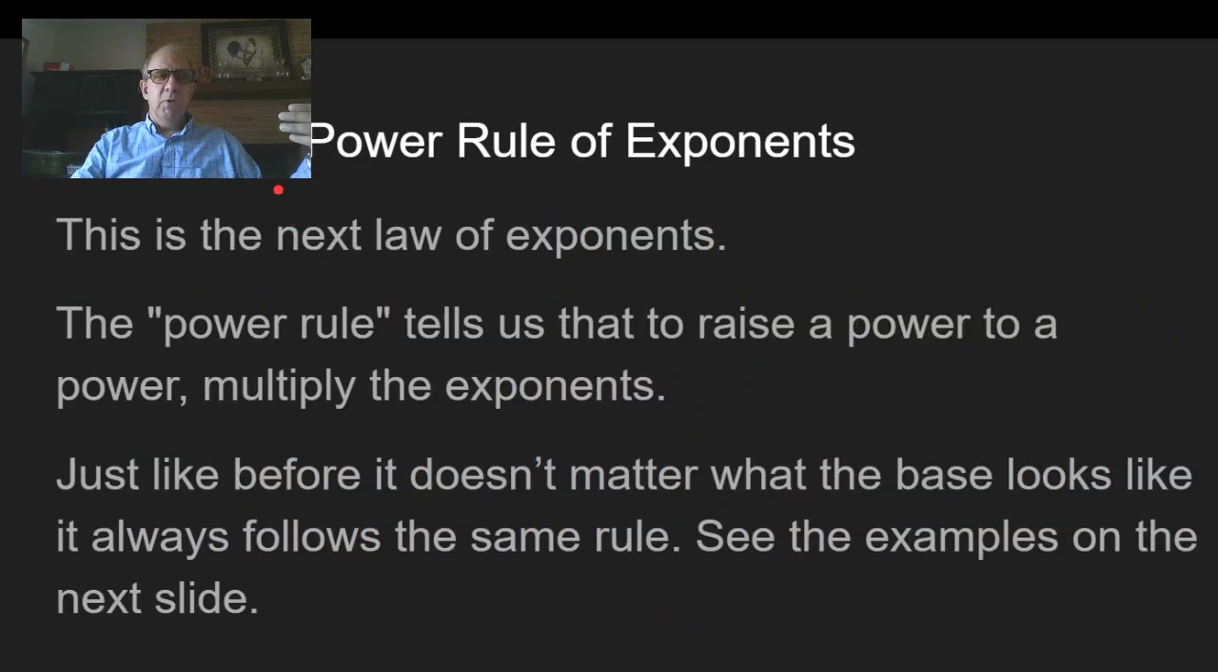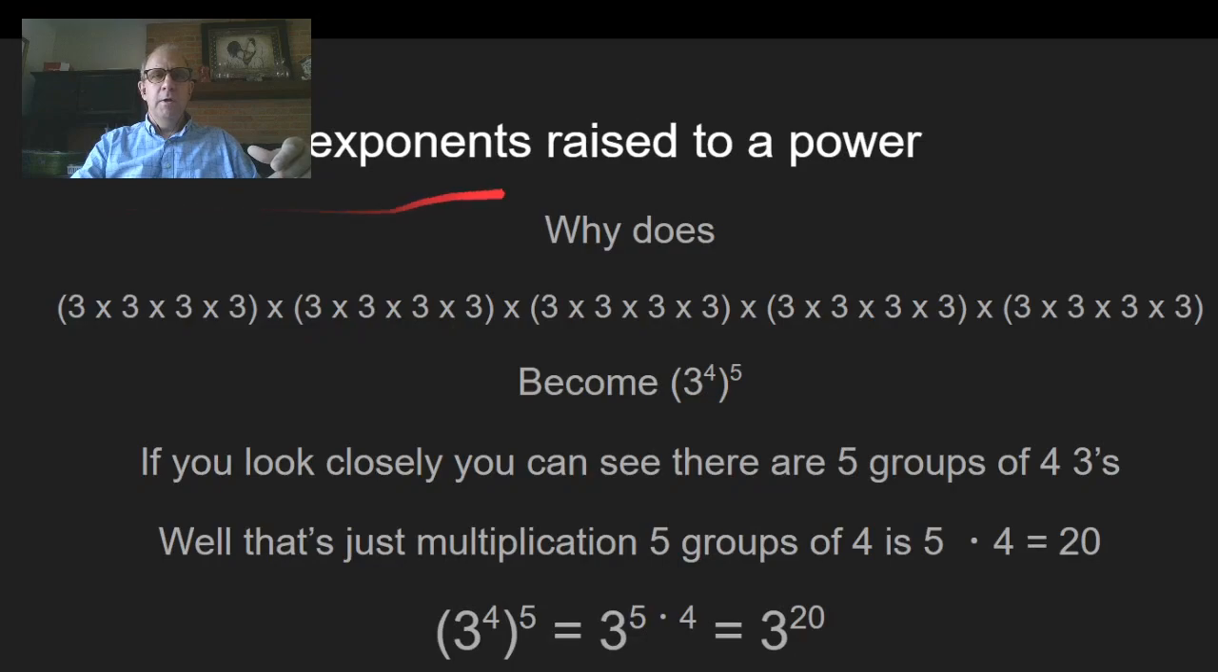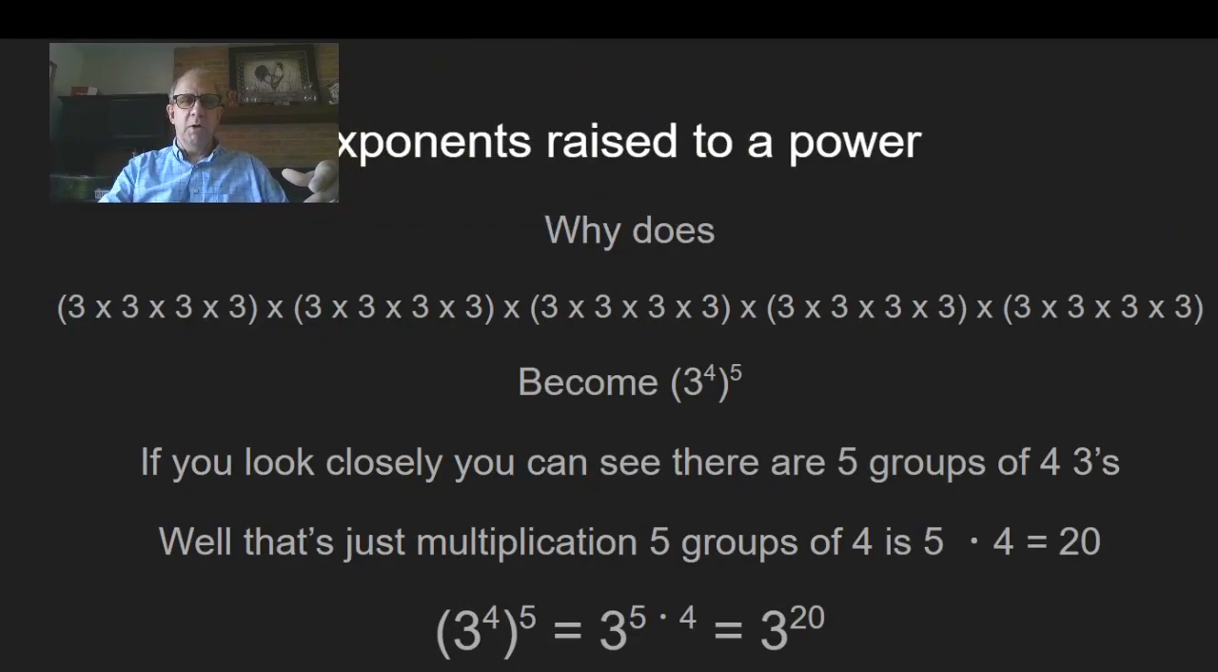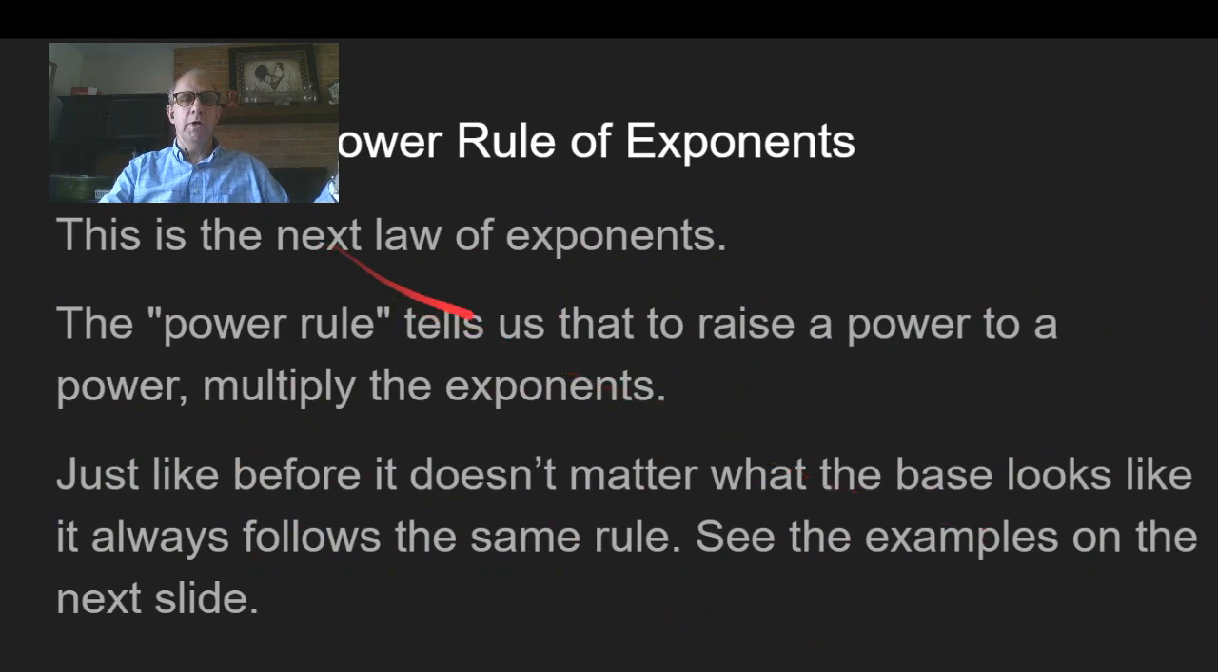Simplifying exponents when they're raised to a power. Why does 3 times 3 times 3 and so on become 3 to the 4th to the 5th? If you look closely, you can see there are 5 groups of 4 3's. Well, that's just multiplication because 5 groups of 4, 5 times 4 is 20. So 3 to the 4th raised to the 5th power equals 3 to the 5 times 4, which equals 3 to the 20th power. Okay?